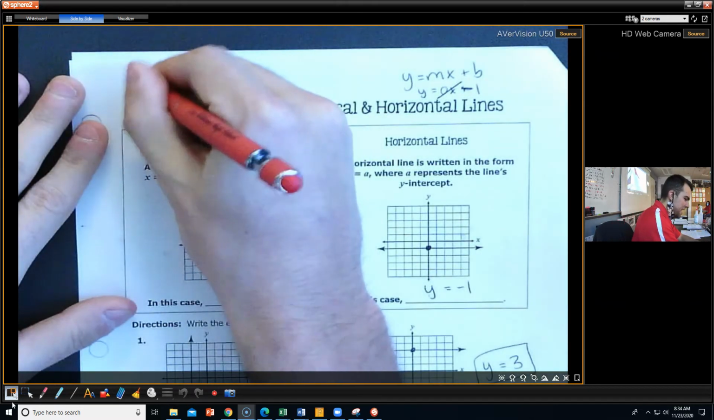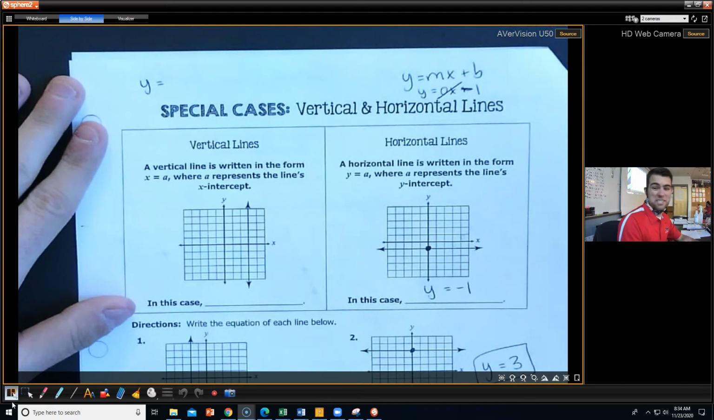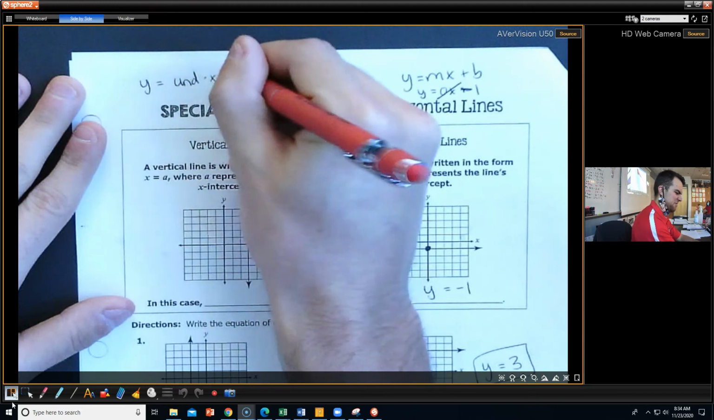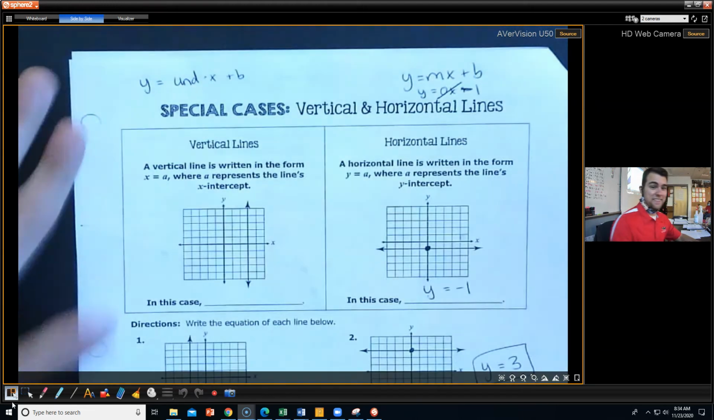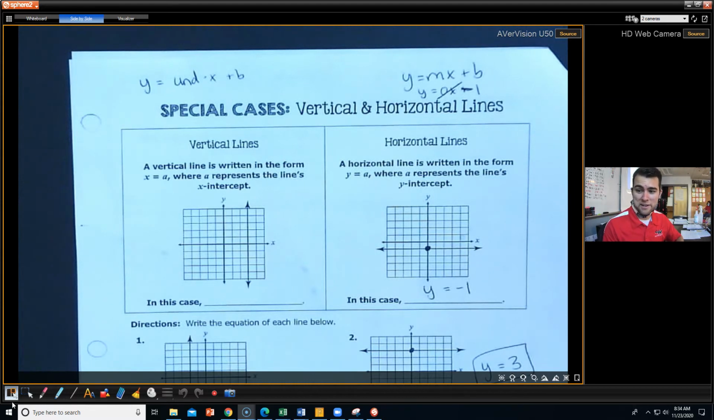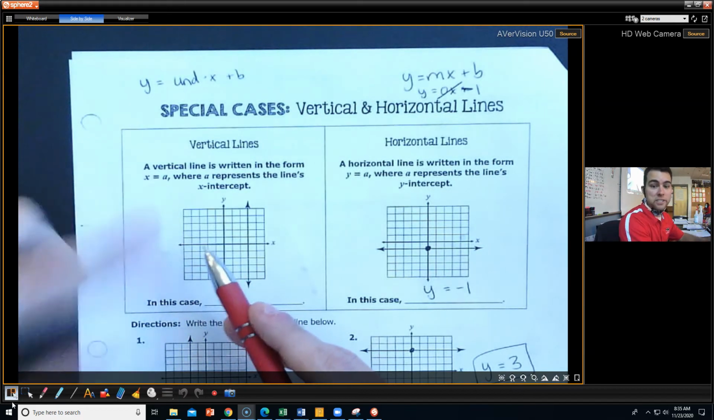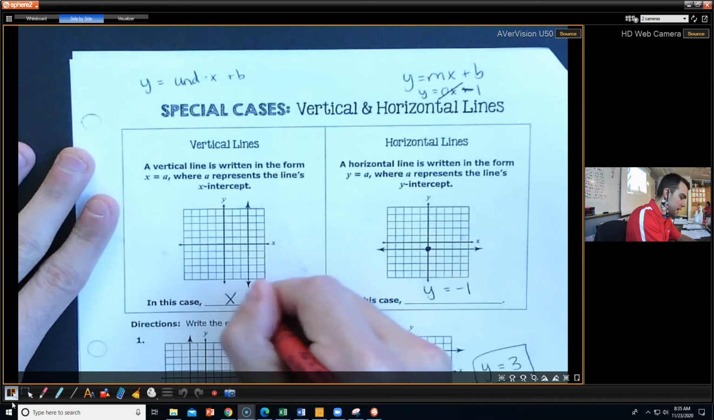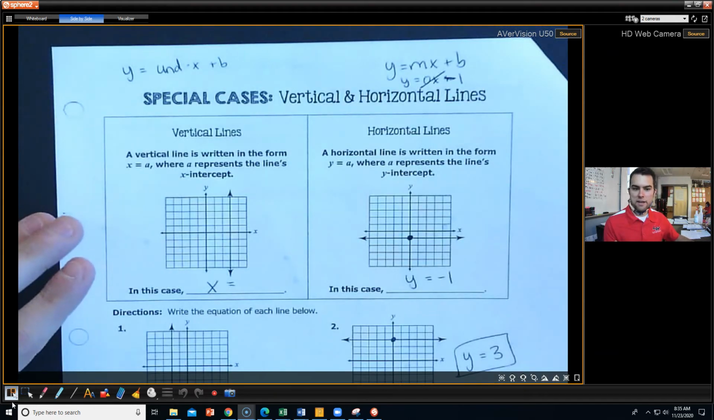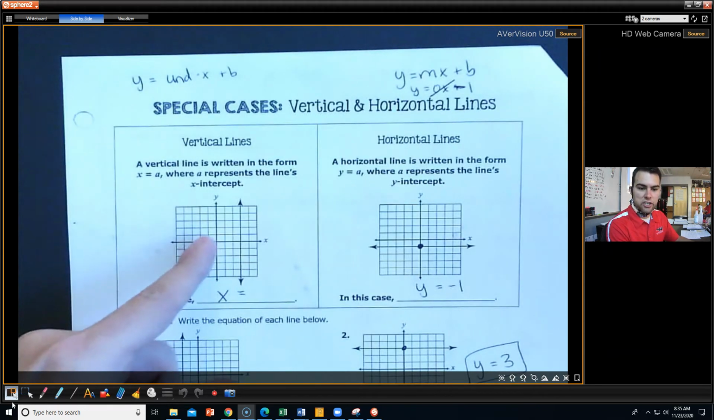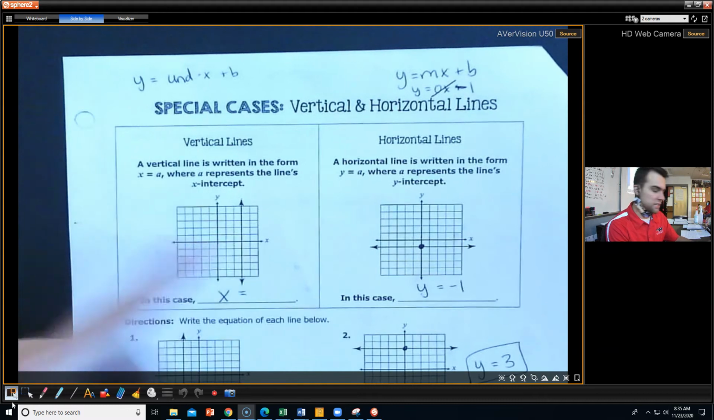And so if I were to try to do the equation of this guy, y equals m, which is undefined, times x plus b. That's super whack. That's really weird, okay? Let's make it a lot simpler. For a vertical line, it's written in the form of x equals a, where a represents the line's x-intercept, right? Because it doesn't even have a y-intercept. It's not crossing the y-axis. So it's just x equals whatever this x-intercept is.